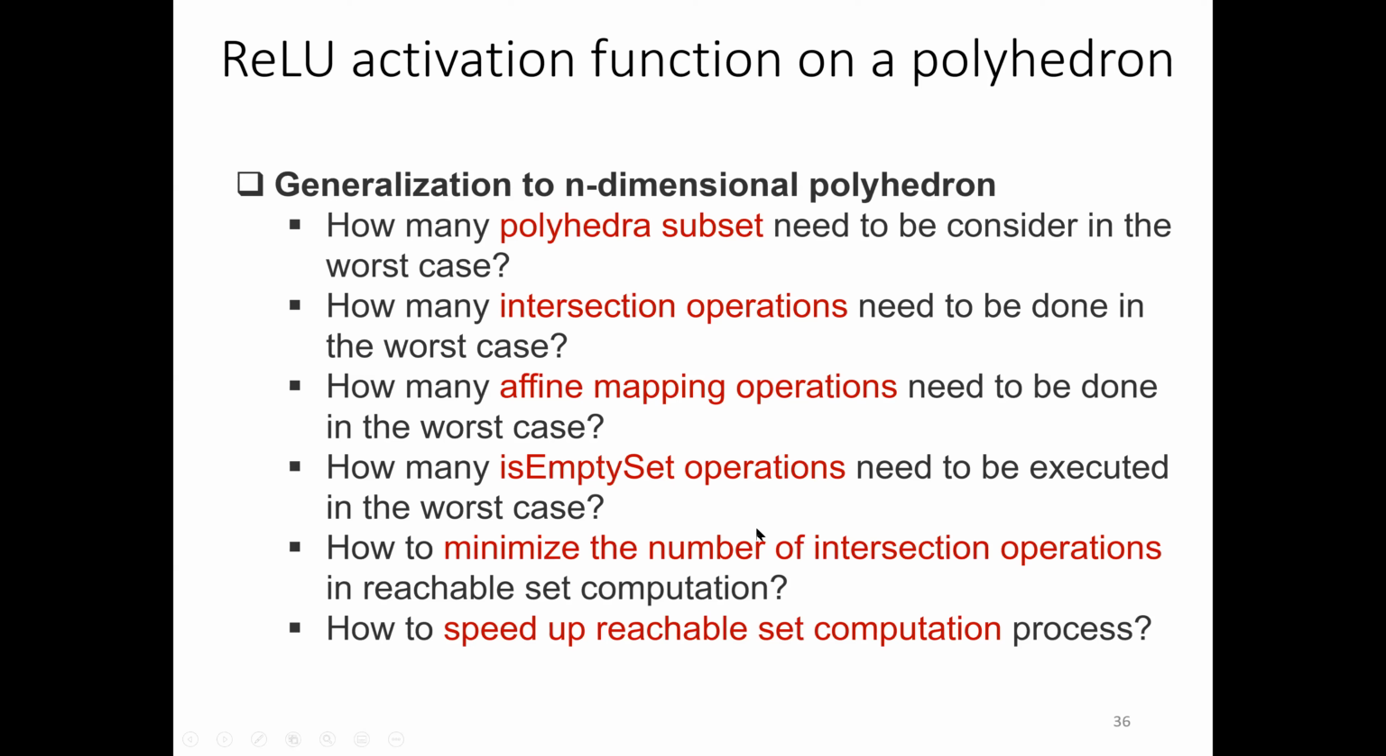Okay, so one way to speed up the reachable set computation is using parallel computation, right? You know that for one region, we split into 2^n sub-regions. And then you can apply the ReLU on these subregions in parallel, and everything is parallel. That's the way you can speed up the reachable set computation time, right? Okay. Any questions so far?